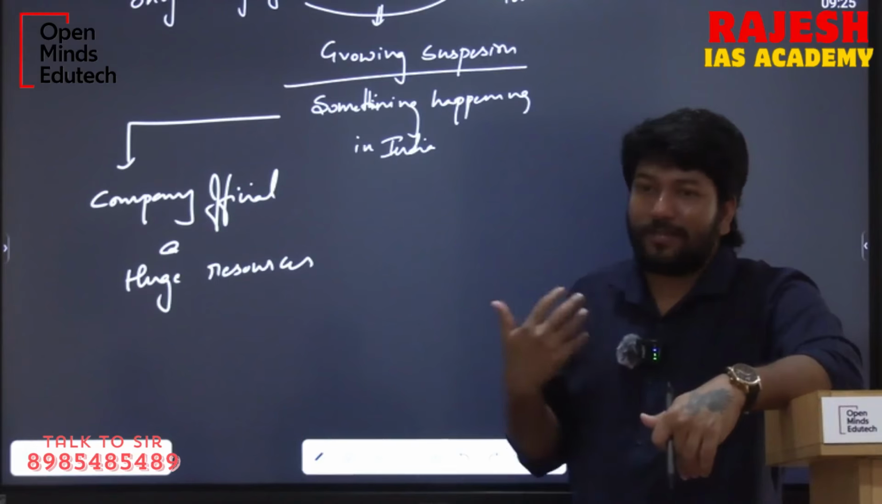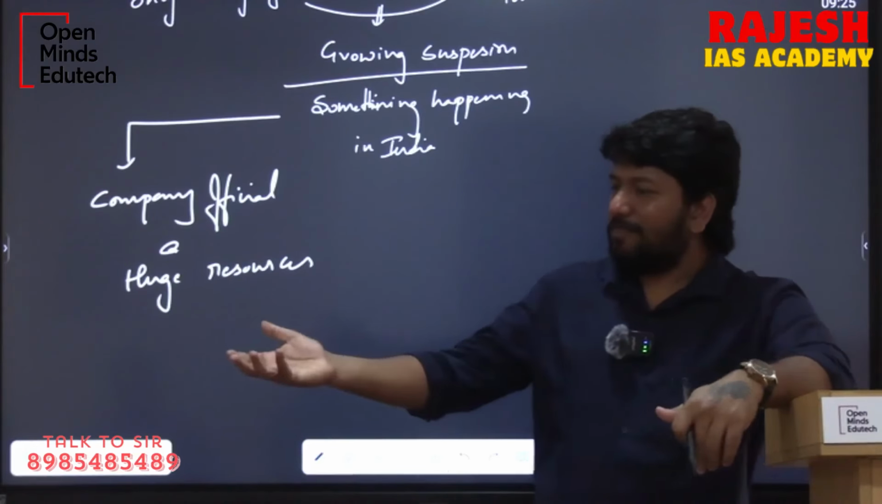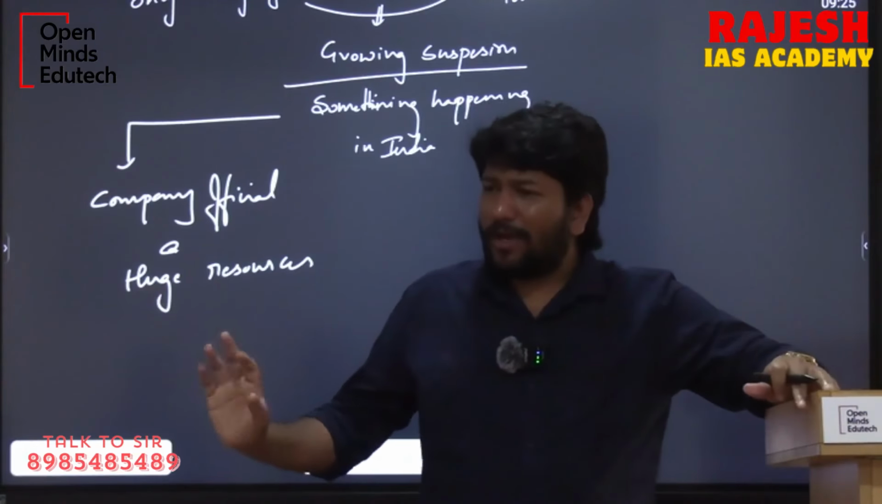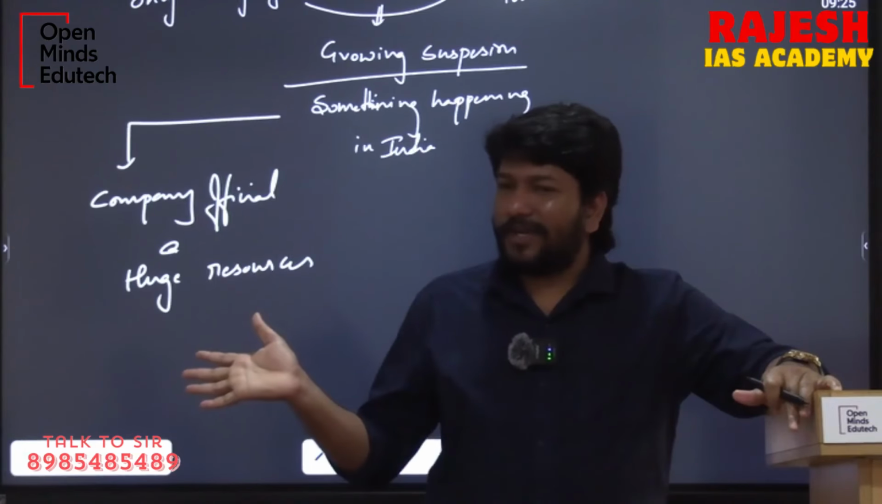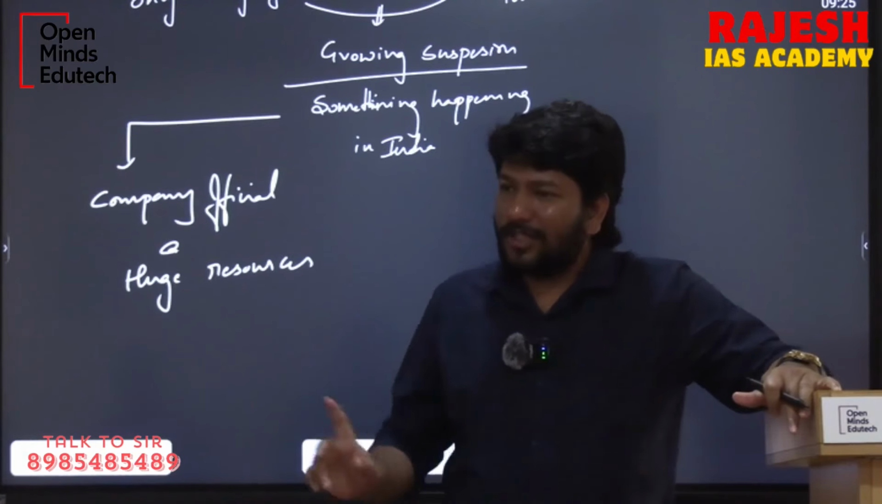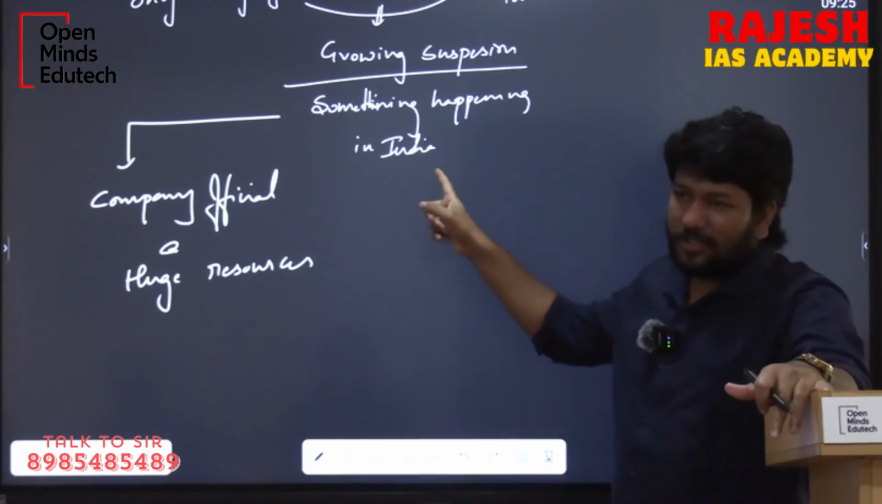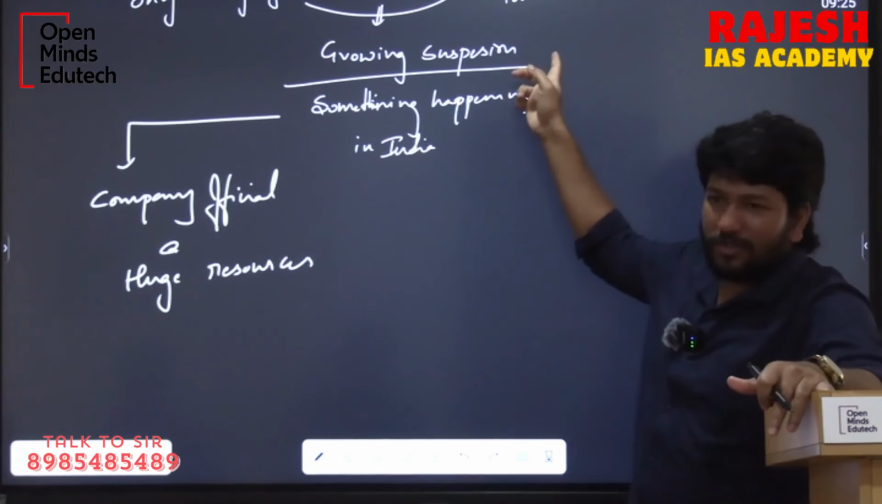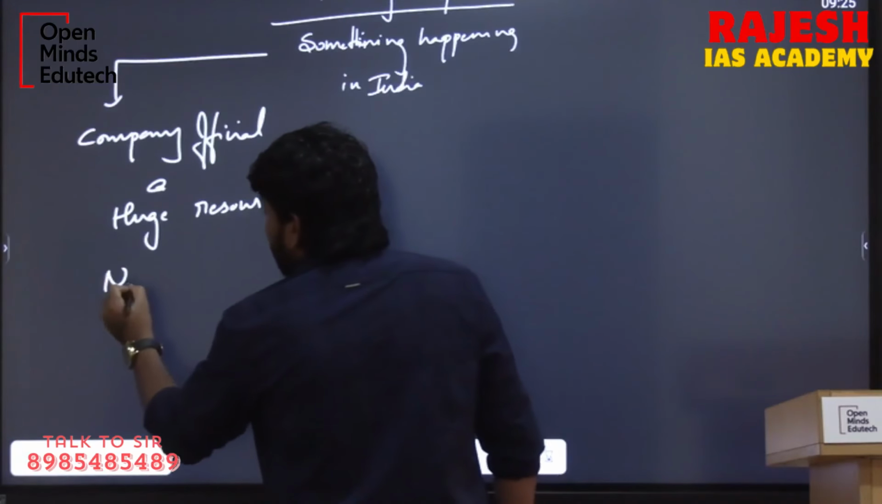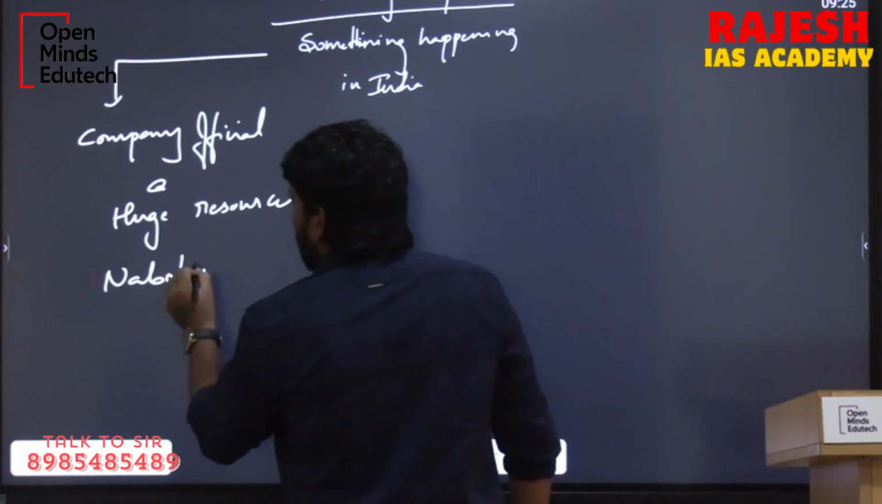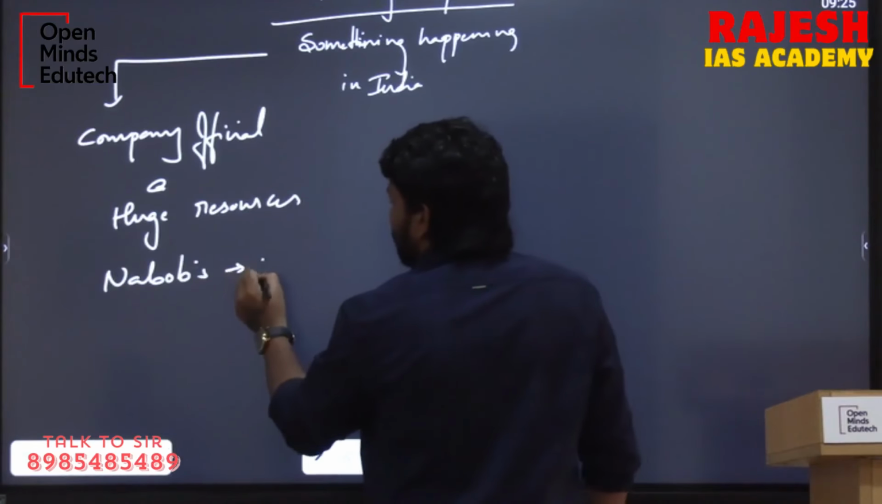And they showcased their money. A person with a poor background went to India and returned to England with a rich background. This created suspicion. This was not known before. The company officials were named Nabobs, the corrupted form of Nawab.